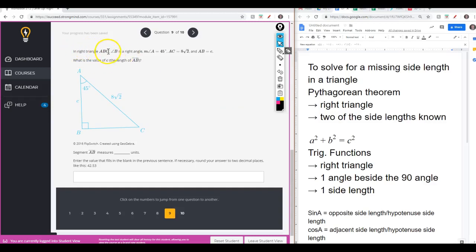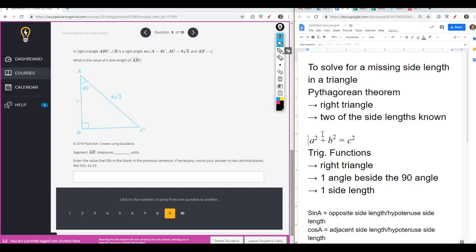Alright, in right triangle ABC, angle B is a right angle. The measure of angle A is equal to 45 degrees. The distance of AC is equal to 8 square roots of 2, and the distance of AB is equal to c. What is the value of c, the length of segment AB? The segment AB measures blank units. Alright, so it wants us to round to 2 decimal places, if necessary.